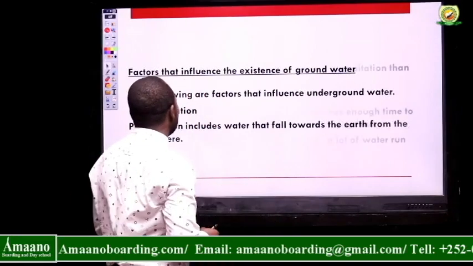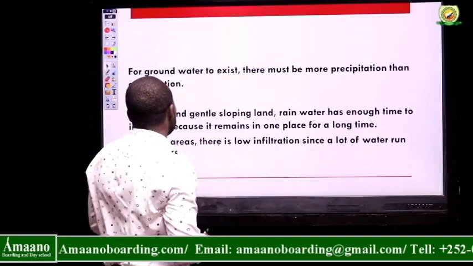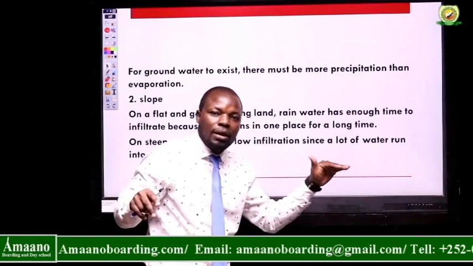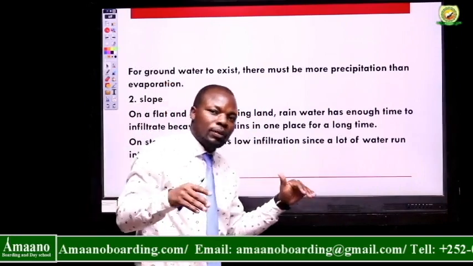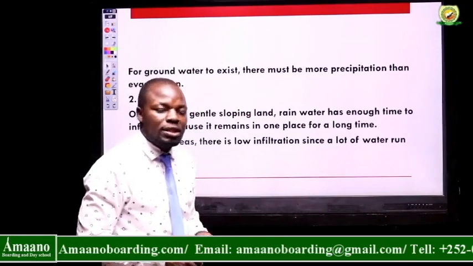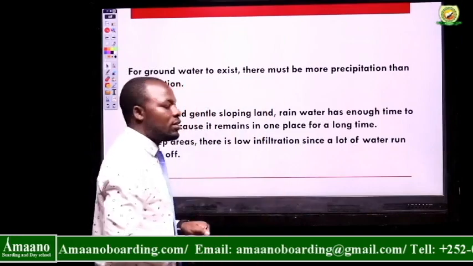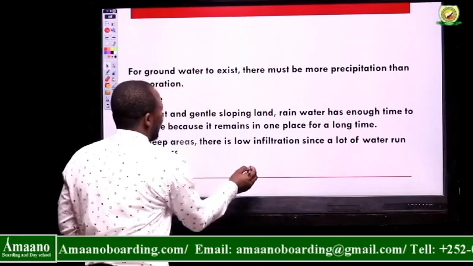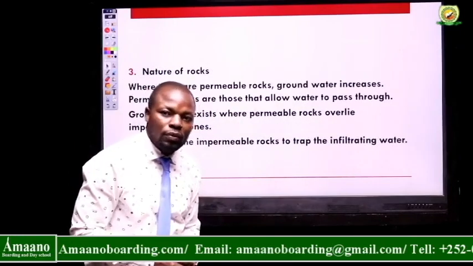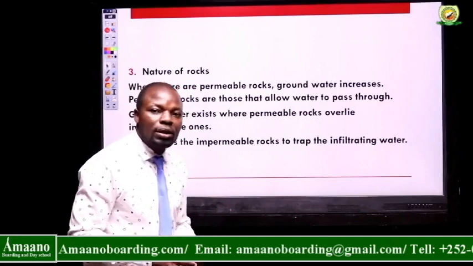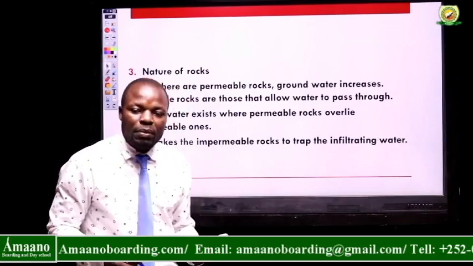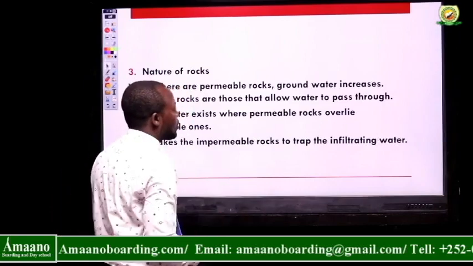Then the next factor, number 2, is slope. That means that the land must not be flat, really, but it must be gently sloping for there to be underground water. Sometimes water must percolate, it also must infiltrate. So slope is a very important factor. Then factor number 3, which is also very important, is nature of rocks. If rocks are permeable, then underground water will not be there. So there must be permeable and impermeable rocks.